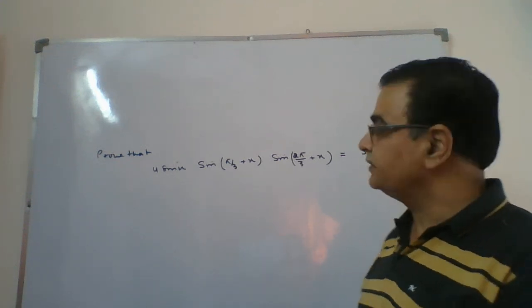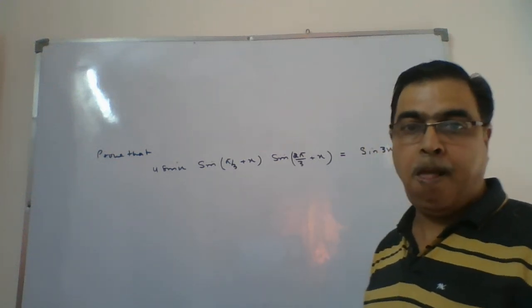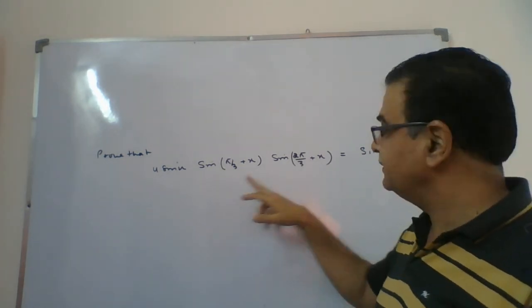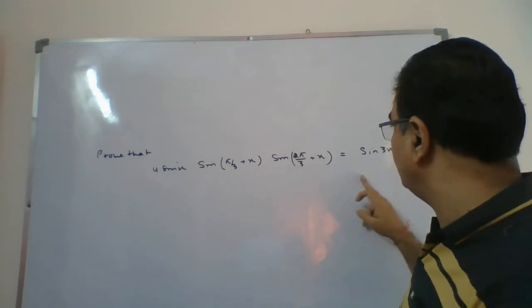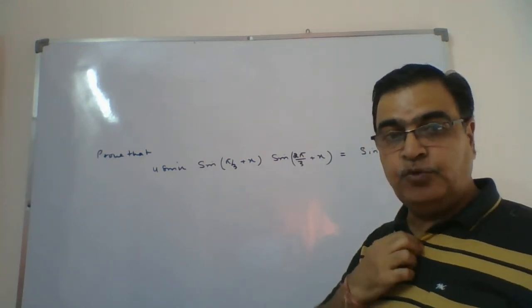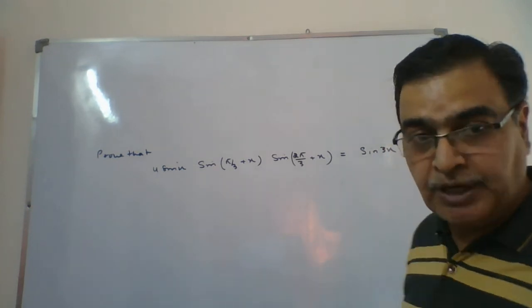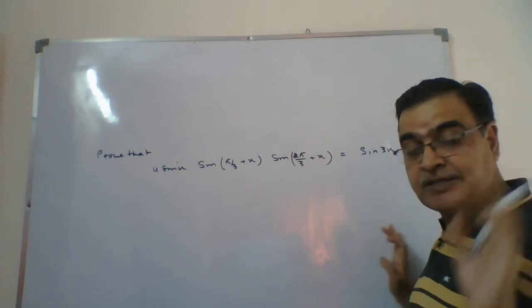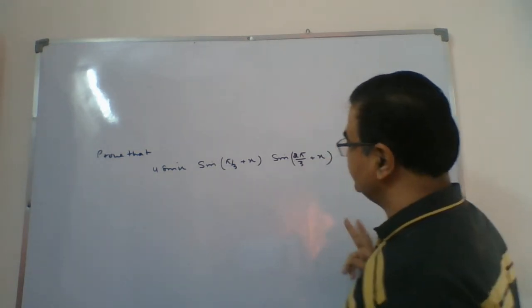Yes, good morning. This is the next problem we have. 4 sin x sin(π/3 + x) sin(2π/3 + x). We have to prove this equals sin 3x. This is the next question on the transformation formula, of which we have already done a few questions in the last exercise. Now we take a few more questions.